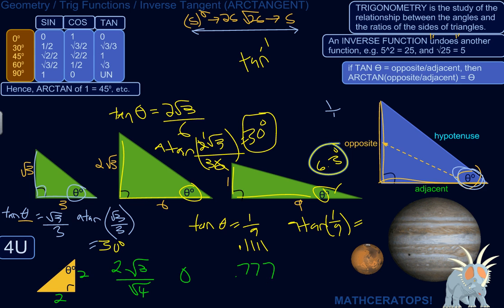6 degree angle. All right, so here's some examples for you to try. Use the arctangent function to find the original angle.